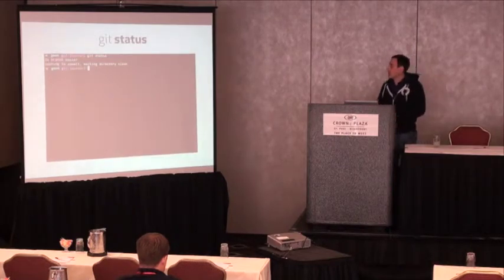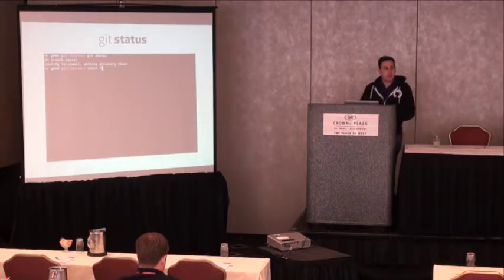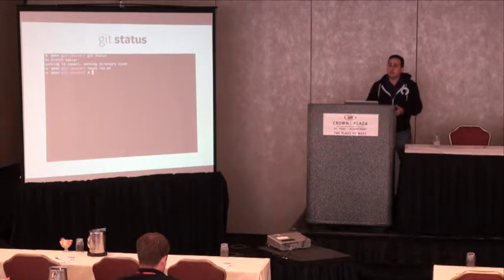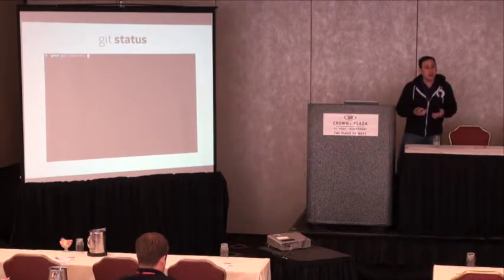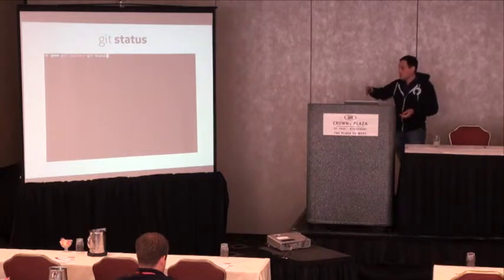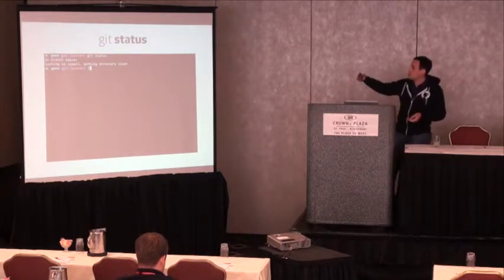The next basic thing to look at is git status. Git status does exactly what you think it does. It says, what's going on in this Git repository right now? So if I haven't made any changes and I type git status, it'll tell me nothing's changed. You're on the master branch. There's nothing to do here.